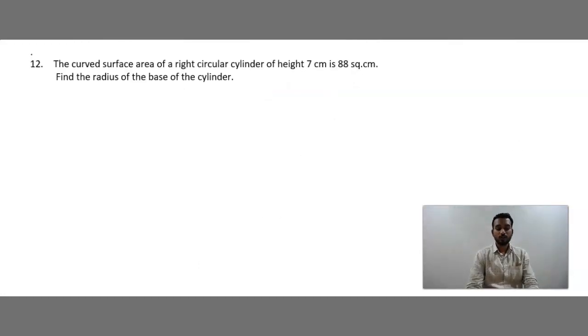Let me solve this problem, children. Here the question is, the curved surface area of a right circular cylinder of height 7 cm is 88 square centimeter. Find the radius of the base of the cylinder.